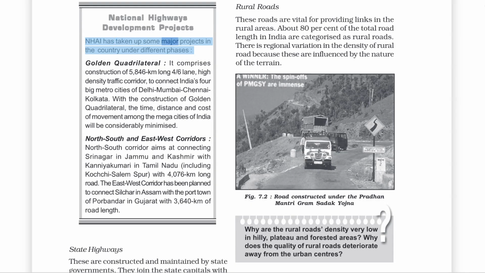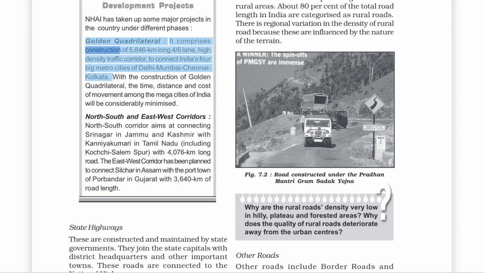NHAI has taken up some major projects in the country under different phases. Golden Quadrilateral: it comprises construction of 5,846 kilometers long 4/6 lane, high-density traffic corridor to connect India's four big metro cities of Delhi, Mumbai, Chennai, Kolkata.